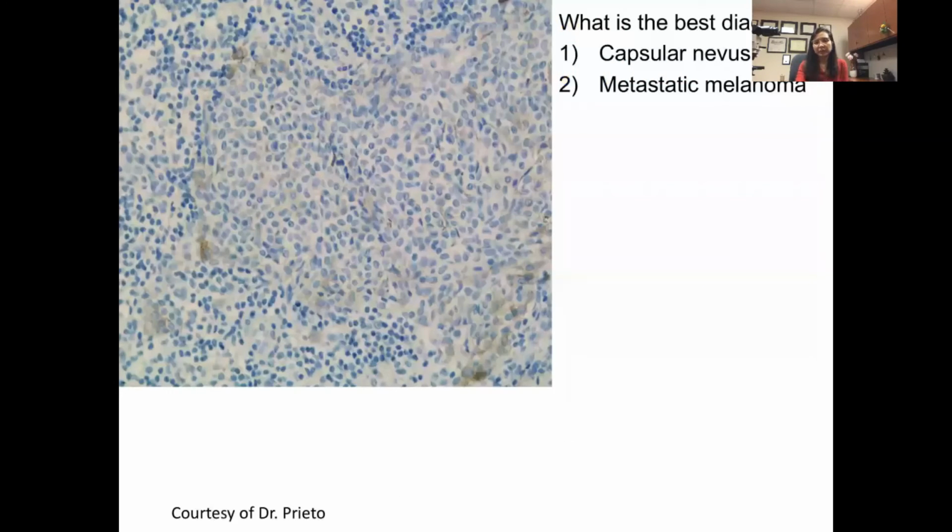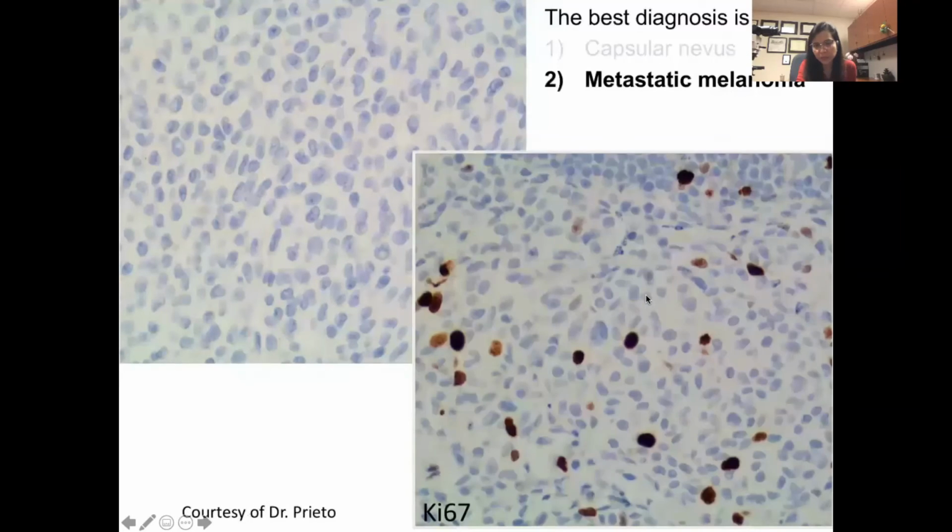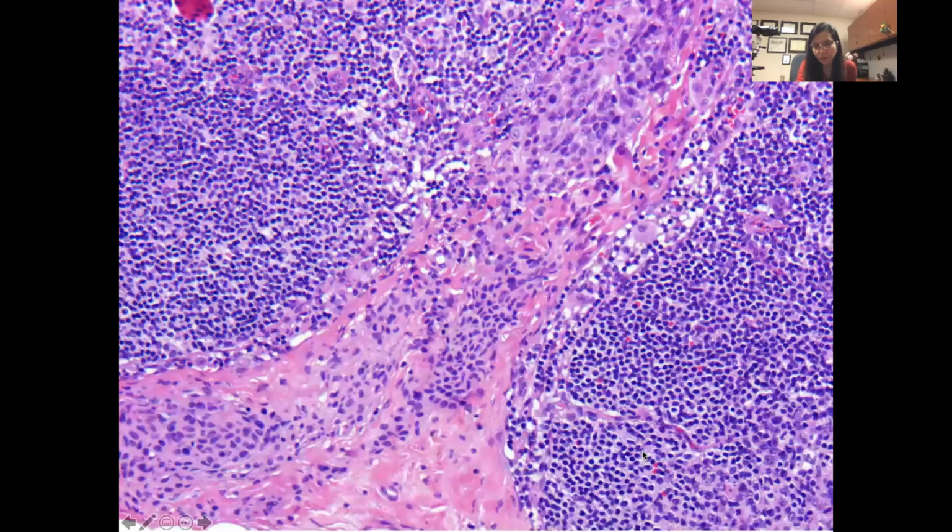So another example here. This is the lymph node, and here are monotonous cells, not so big, with some pigmentation. And then when you do the HMB45, now it's highlighting. So now we worry, this cannot be a capsular nevus, even though the location looks like it's in the capsule. And then we did the Ki67, again highlighting a high proliferation rate. So altogether, this is metastatic melanoma, not a capsular nevus.